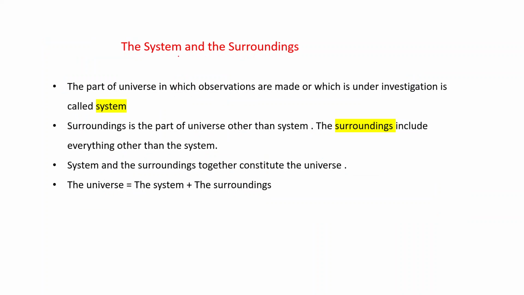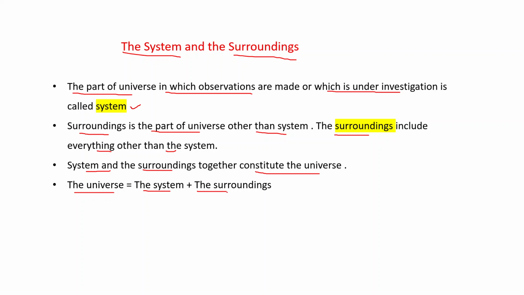Now see some terms: system and the surroundings. The part of the universe in which observations are made, or which is under investigation, is called the system. Surroundings is the part of the universe other than the system. The surroundings include everything other than the system. System and surroundings together constitute the universe. That's why we can say the universe is equal to the system plus the surroundings.